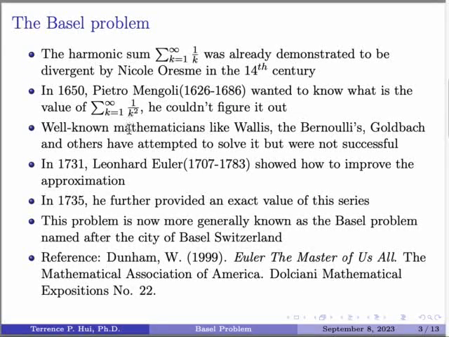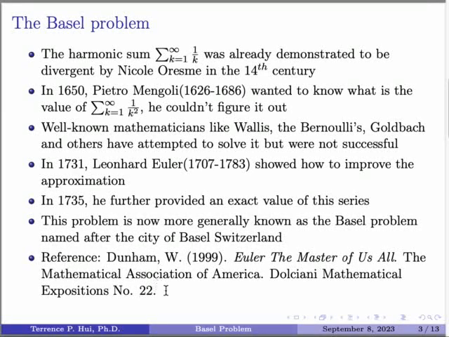Since then, many well-known mathematicians like Wallis, the Bernoulli brothers, Goldbach, and others have attempted to solve it, and none were successful. Then two things happened. The first thing was in 1731. Leonhard Euler came along and he showed how to improve the approximation. The improvement itself was quite amazing. But a few years later, in 1735, he actually came forward and said, you know what, forget the approximation. He has the exact value of the series. That was just amazing. So this problem has since been known as the Basel problem, named after the city of Basel in Switzerland.